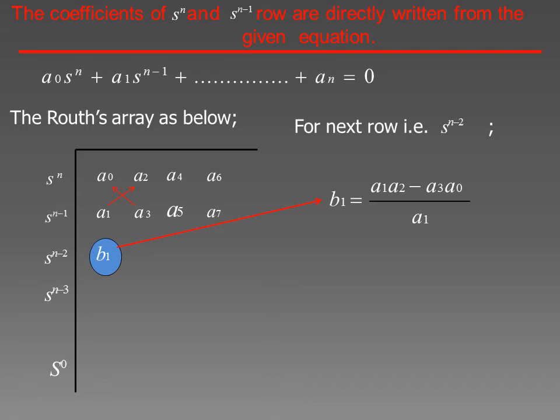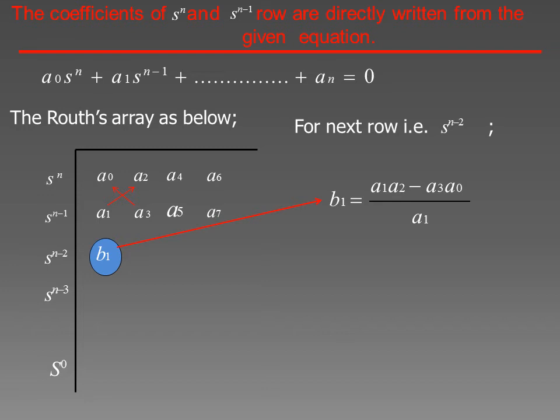Then the next step is to see the coefficients of s raised to n and s raised to n minus 1. In this case, the coefficient of s raised to n is a0 and the coefficient of s raised to n minus 1 is a1. So in the first row and first column a0 is written, and in the second row and first column a1 is written. See, a0 and a1 are written here. Then we have to repeat this.